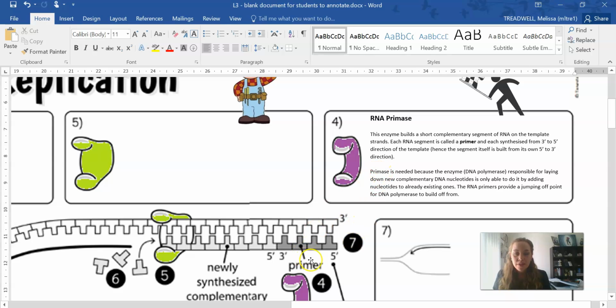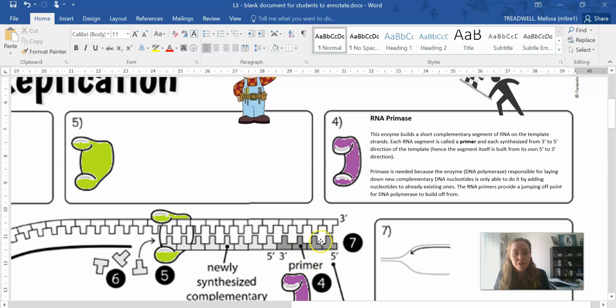It says primase, so the purple guy here, is needed because the enzyme DNA polymerase, which is responsible for laying down the bases, the guy that actually puts down all the bases, needs the primer, because the RNA primase provides a jumping off point. This guy, the DNA polymerase, doesn't know where to start. It needs the primase to build this primer, and then that's the jumping off point for the DNA polymerase to know where to start building. So again, pause the video and copy this down, and then we'll start with the next guy.